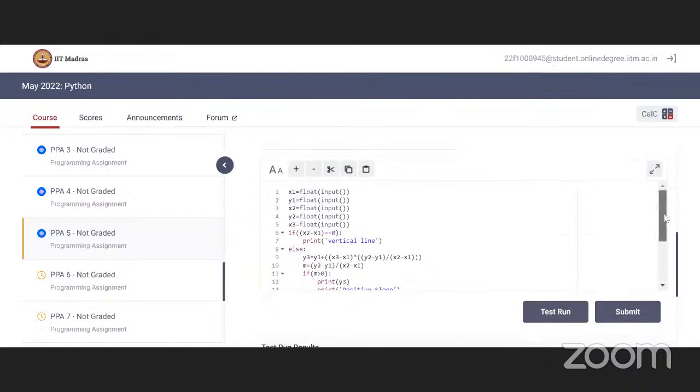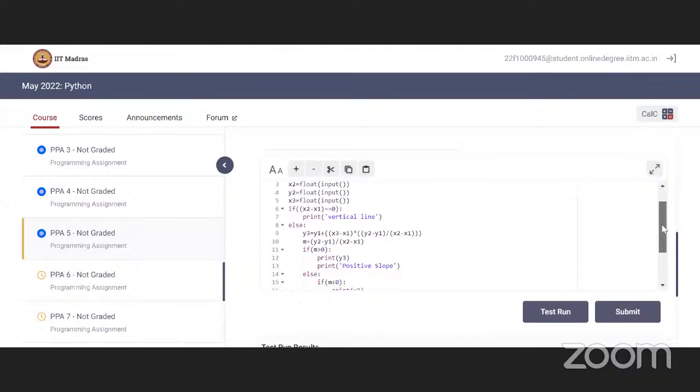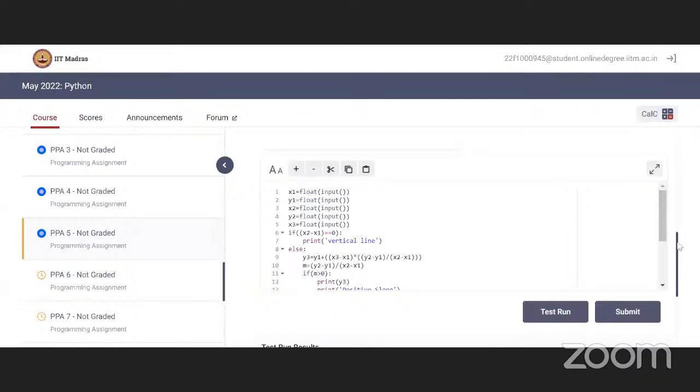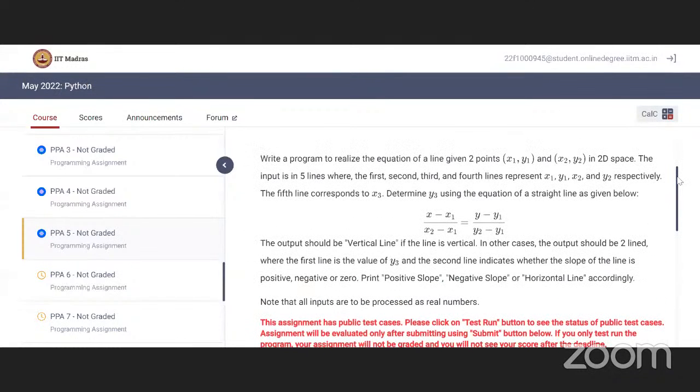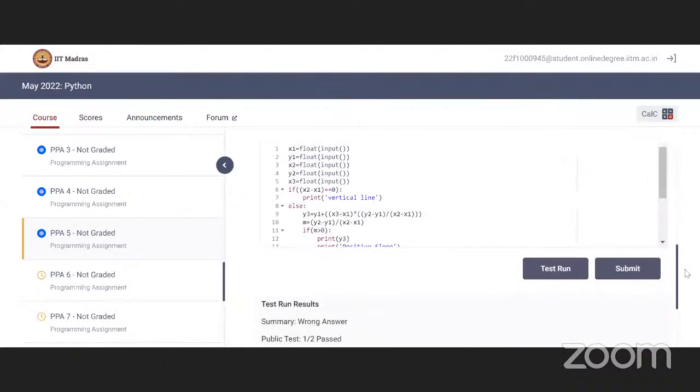Code of input. Okay, so did they tell that the inputs are integers or float? Go to the question. Okay, scroll down. Okay, the inputs are real numbers, so it's a float. Okay, float of, okay, fine.